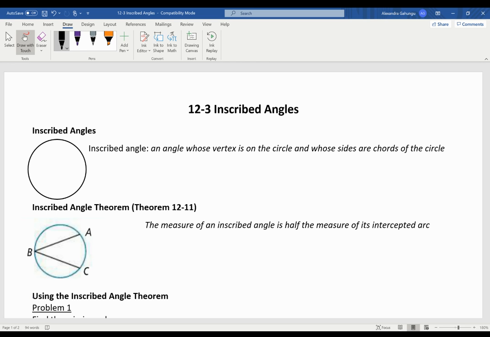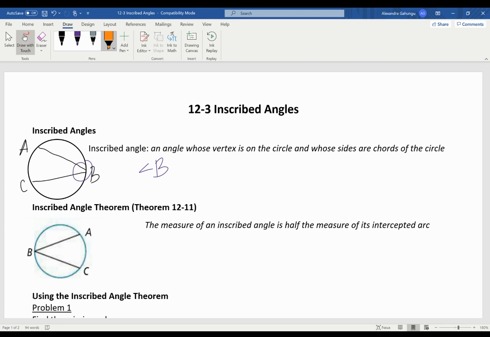Now we're on to inscribed angles, and an inscribed angle is an angle whose vertex is on the circle and whose sides are chords of the circle. So for example, here we've got a chord and another chord. Let's call it chord AB and then BC. So the inscribed angle is this guy, the angle made by those sides of the chord. So angle B is our inscribed angle.